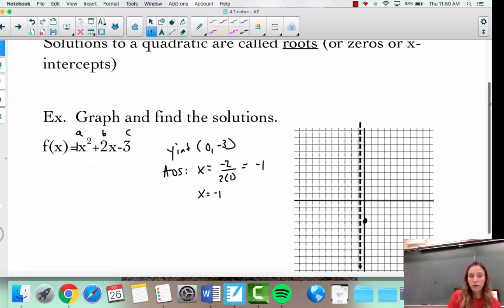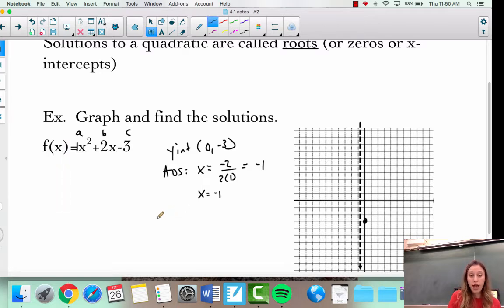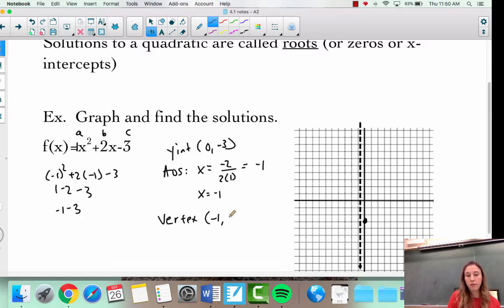And then to find the vertex, remember we take that axis of symmetry value and we plug it into our equation. We know x is going to be -1, and if I plug -1 in there, I'm going to get -1 squared plus 2 times -1 minus 3. So 1 minus 2 minus 3. -1 minus 3 is -4. So our vertex is at -1, -4. 1, 2, 3, 4.